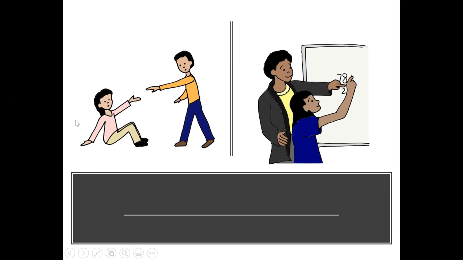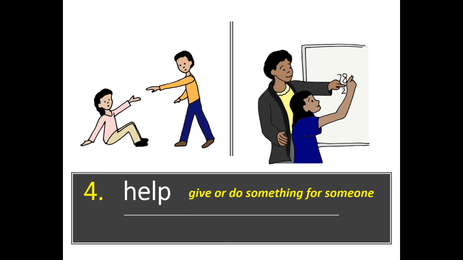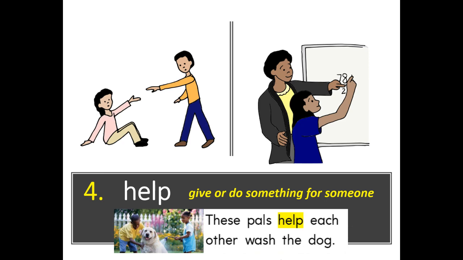Well, I notice in the first picture, this person is trying to help the other person. And I notice in the second picture, the teacher is helping the students with her math. So how are these two pictures the same? They both, well, they both show helping. So the word is help. Give or do something for someone, help. These pals help each other wash the dog.